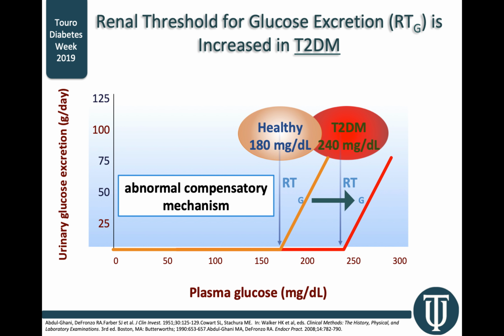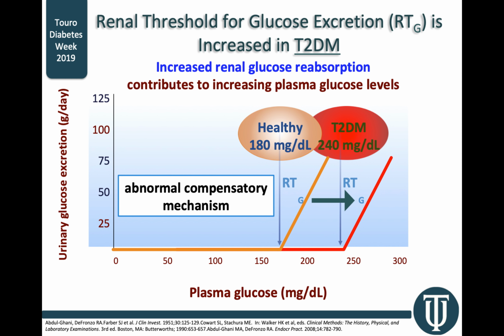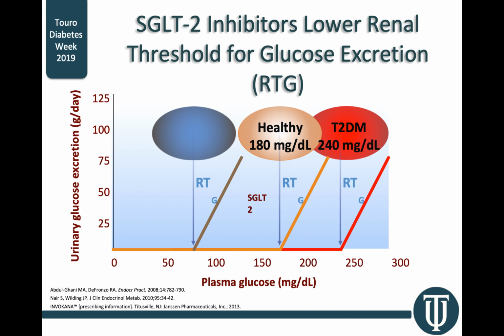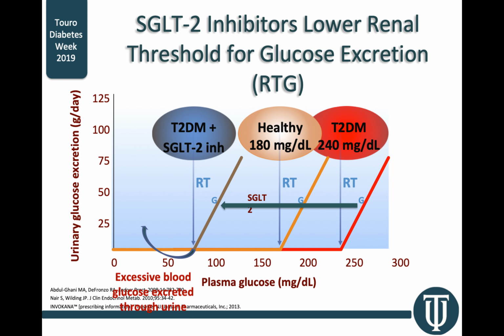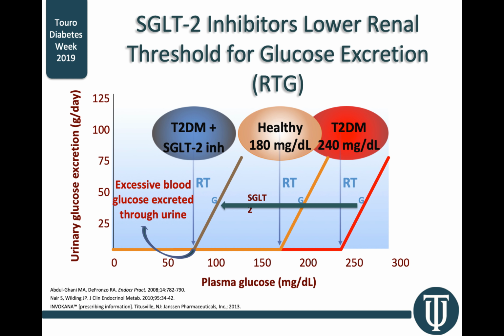So how do we fix that? By being on an SGLT2 inhibitor, this threshold would drop from 240 to probably less than 100. So with that effect, when the patients urinate, the blood glucose will get excreted through urine, which would help reduce the bloodstream's glucose concentration.